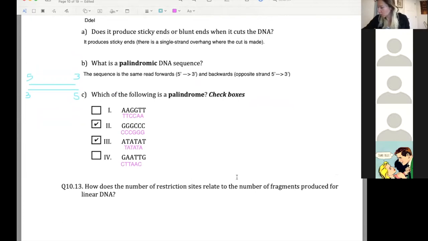All right, this next question is about if we have multiple restriction sites that are cut and how many fragments can be produced. We can come up with a mathematical formula to calculate this. So if we have a linear piece of DNA, here's our DNA, and we cut it once, how many fragments are we going to end up with?